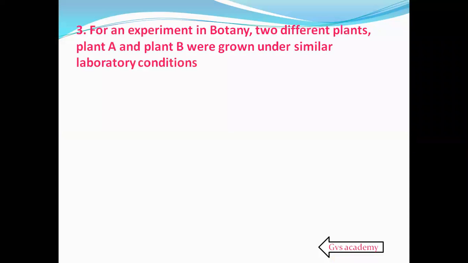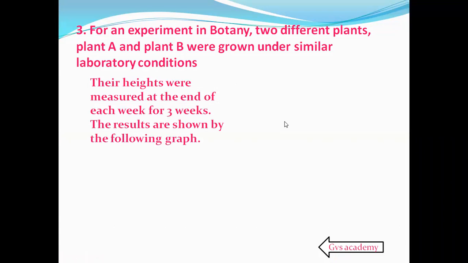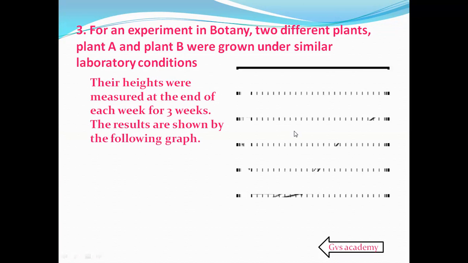The first subdivision: for an experiment in botany, two different plants, plant A and plant B, were grown under similar laboratory conditions. In the graph, we are going to look at two plants, plant A and plant B. The heights were measured at the end of each week for 3 weeks, so we see how the height is increasing over 3 weeks. The results are shown by the following graph.